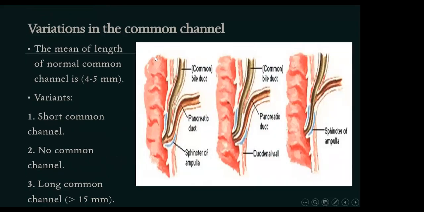Variation in the CBD. The CBD has to unite with the pancreatic duct and after that open in the second part of the duodenum. Here we can see that the common opening or the common channel is very short. Here the common channel is very long. It is more than 15 millimeter. And this variant is where the common bile duct and the pancreatic duct continue without uniting and open separately in the second part of the duodenum.